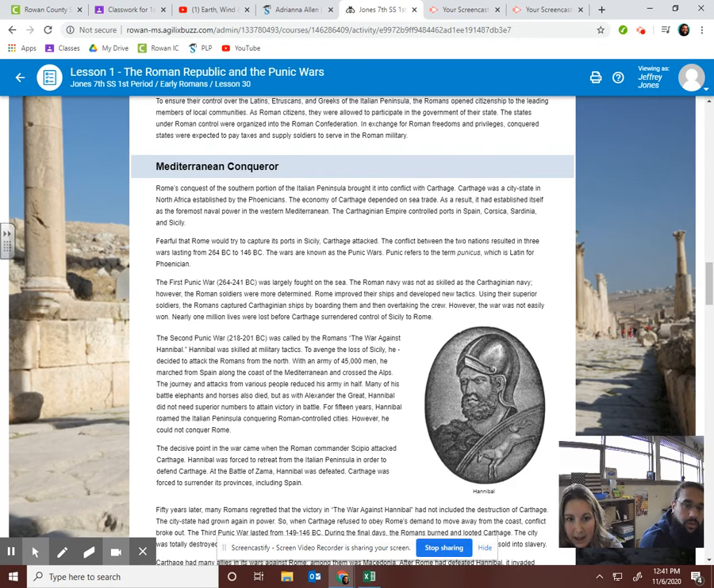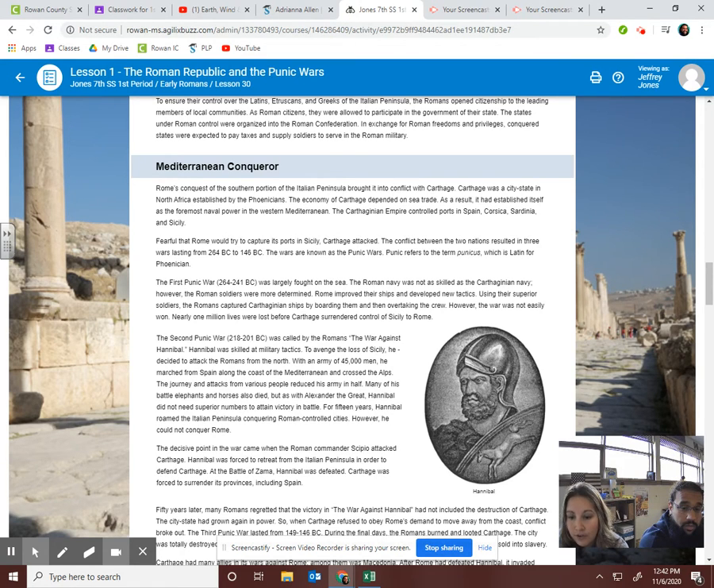So, we talked about how Carthage was a major naval power, where the Roman Navy was not as skilled as the Carthaginian Navy. However, the Roman soldiers were more determined. Rome improved their ships and developed new tactics. Using their superior soldiers, the Romans captured Carthaginian ships by boarding them and then overtaking the crew. However, the war was not as easily won. Nearly 1 million lives were lost before Carthage surrendered control of Sicily to Rome.